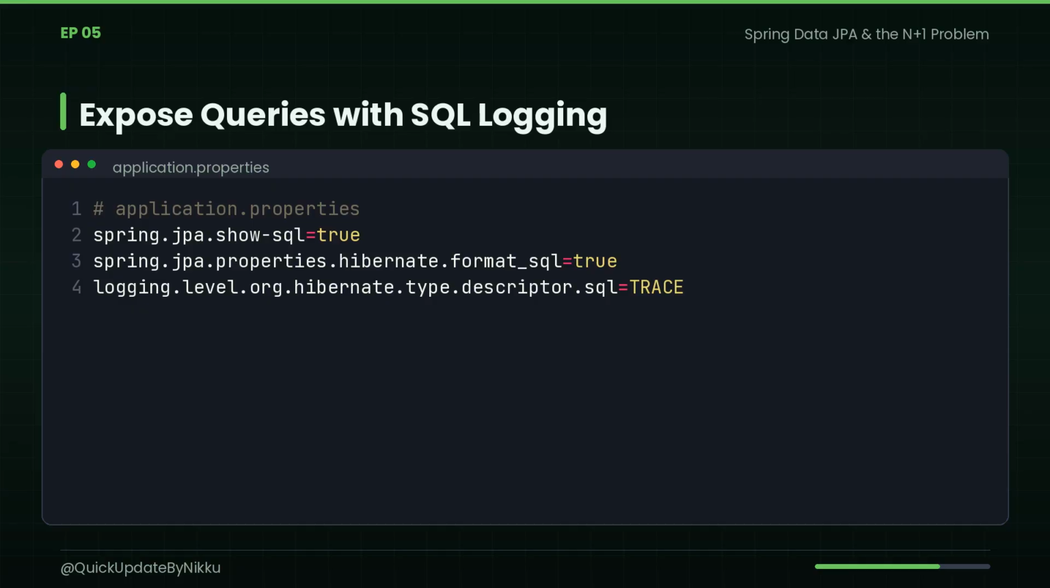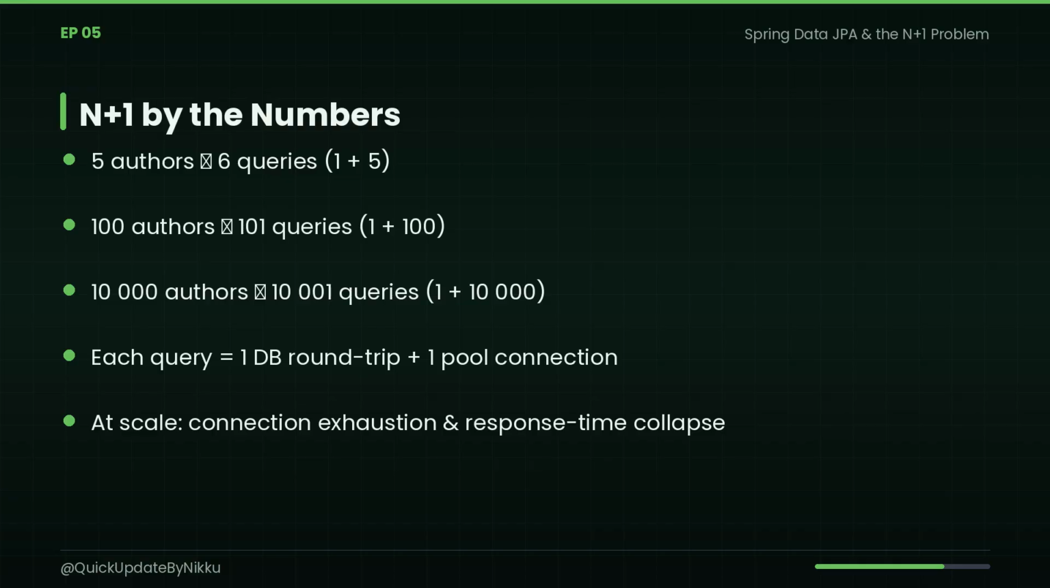These 3 properties tell Hibernate to print every SQL statement it executes, format it for readability, and log the bound parameter values. Turn this on in development, and you will immediately see how many queries your innocent-looking code is actually firing. The math is brutally linear.